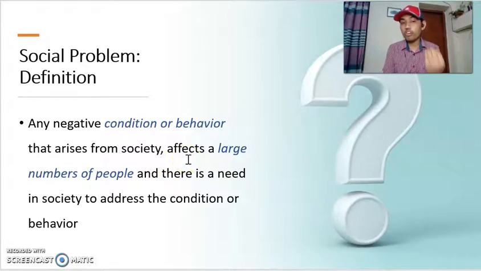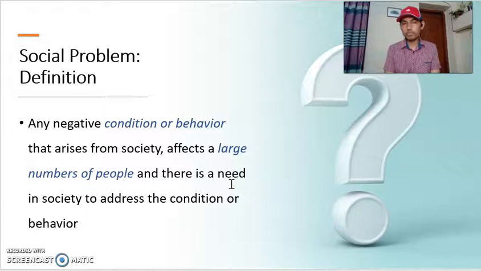It affects a large number of people. This is vital. If a condition that arises from society affects only a very small portion of people, it is not a social problem. To be a social problem, it needs to affect a large number of people. The last condition is that there should be a need inside the society to address the problem. If the society tolerates the problem, is okay with it, does not take any initiative to solve it, or does not think it is a problem, then it's not a social problem.